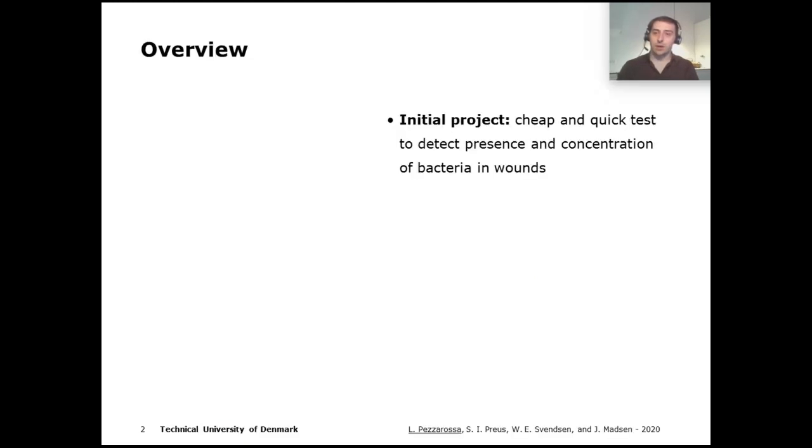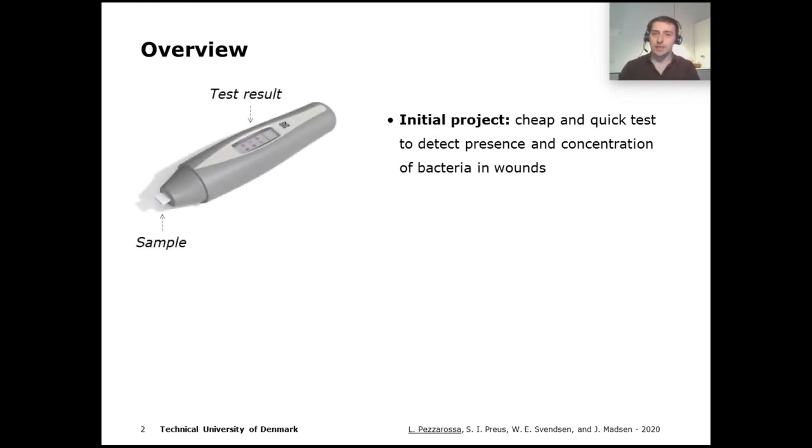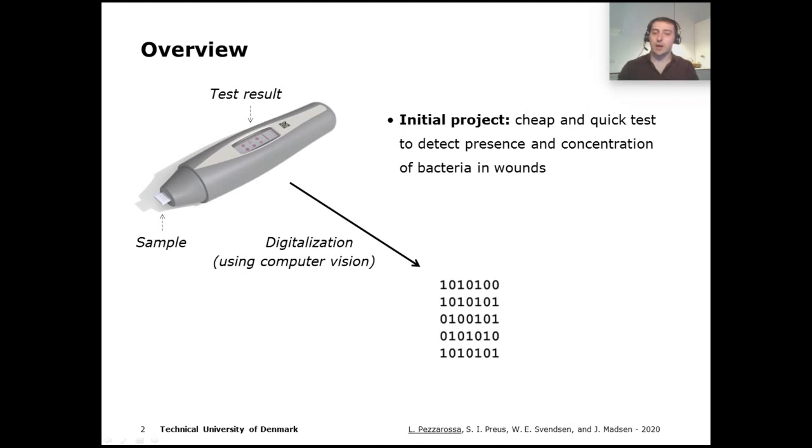This work is part of a bigger project which aims to develop a cheap and quick test to detect the presence and concentration of bacteria in wounds. Here you see a rendering of the sampling device, which shows the concentration of certain strains of bacteria as a color marker. In order to have a precise measure, we have a digitalization process which extracts some digital data which can then be used for analysis, visualization, and storage. In this paper, we focus only on the digitalization part, which is carried out using a computer vision algorithm.